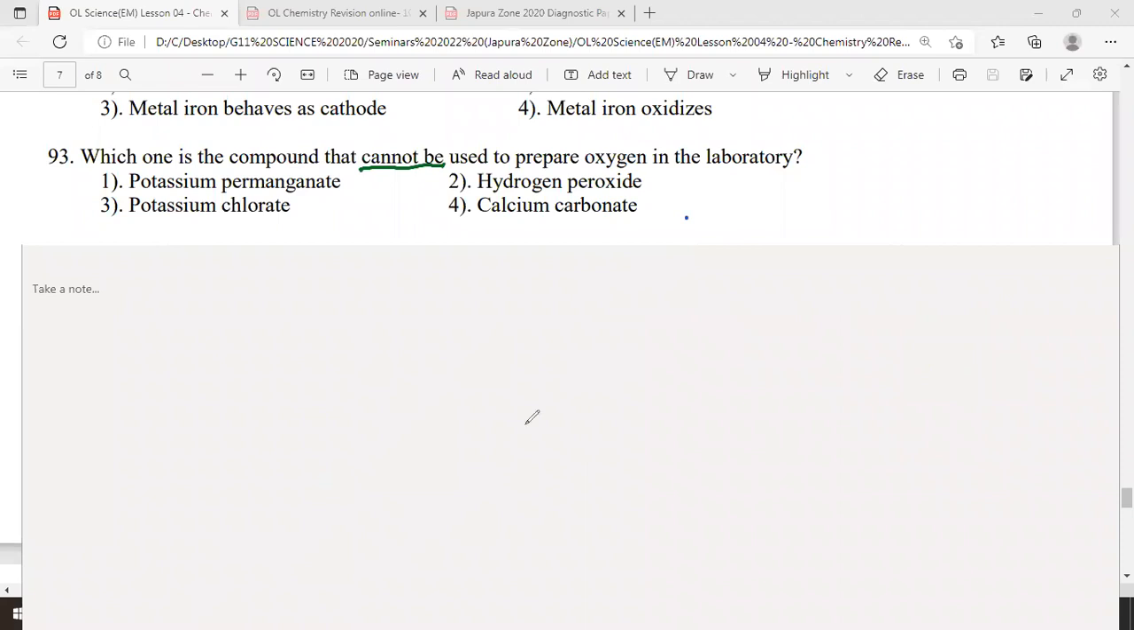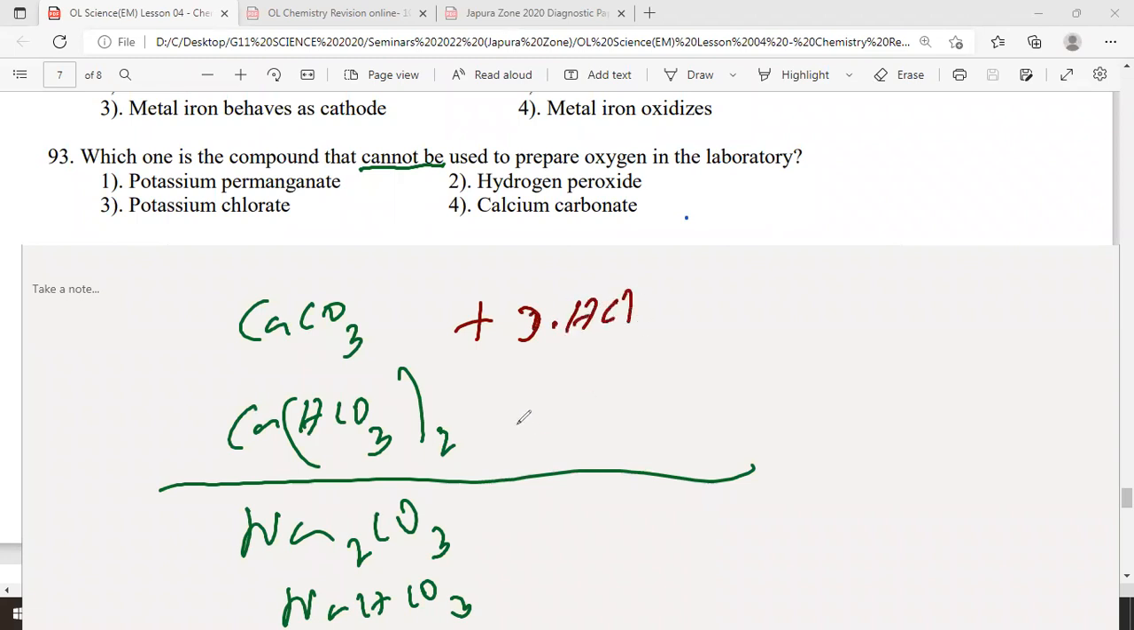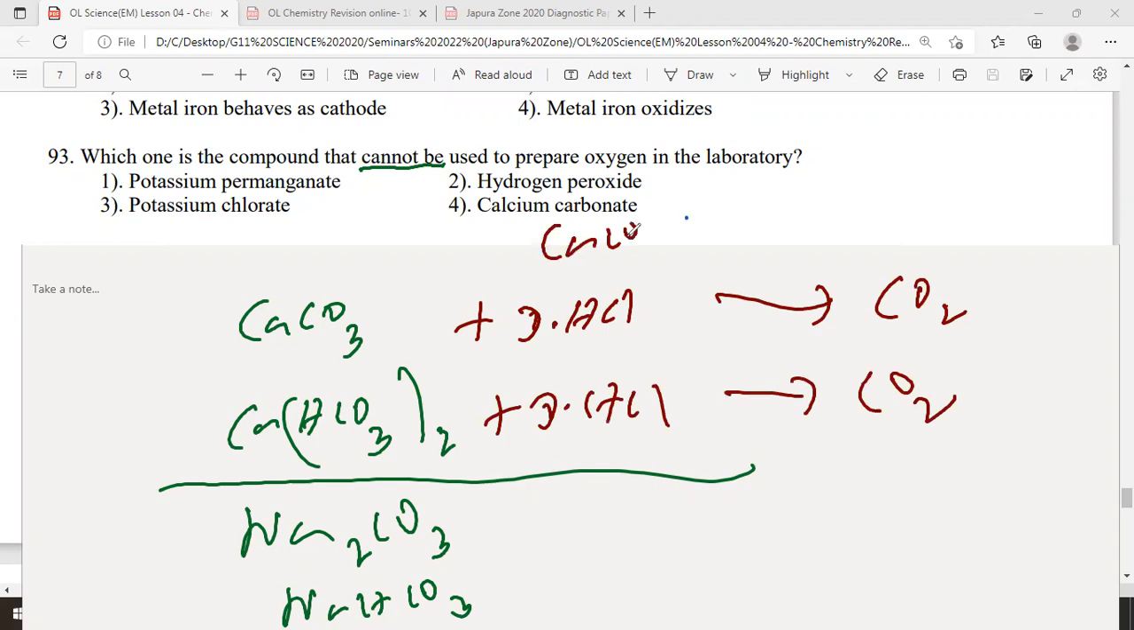Look at the screen, everyone. Calcium carbonate or calcium bicarbonate, to any bicarbonate or any carbonate, if you add an acid, what is the gas coming out? Carbon dioxide gas. The first one is carbonate. Carbonate and bicarbonate, if you add dilute HCl, the only gas coming out is CO2. If you add an acid to a carbonate, CO2 comes out. Therefore, calcium carbonate is used to prepare carbon dioxide gas, not oxygen. So that's why the answer is fourth here. Cannot be used. Answer is fourth.